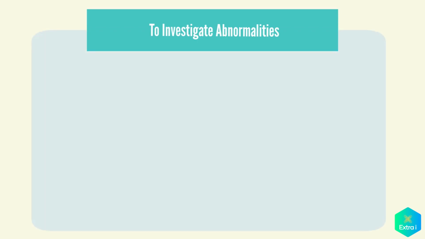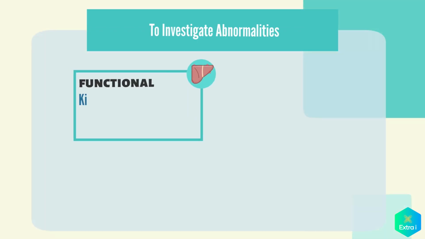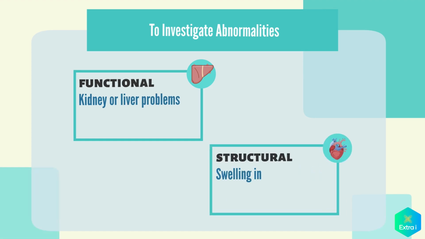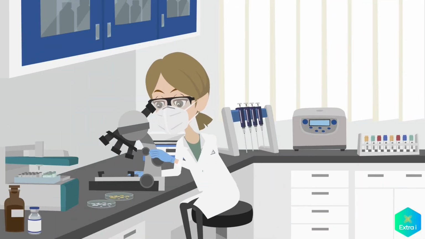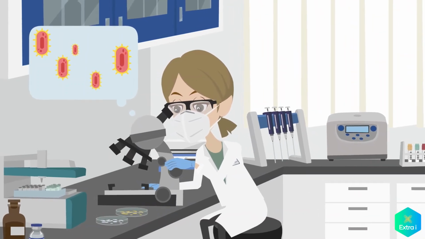It can be used to investigate abnormalities, which can be functional, such as kidney or liver problems, or structural, such as swelling in a particular organ. When the tissue sample is examined under the microscope, abnormal cells may be identified, which can help to diagnose a specific condition.